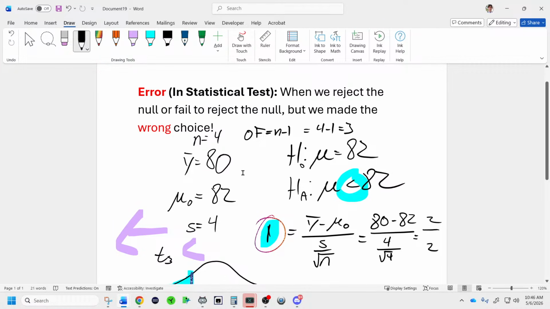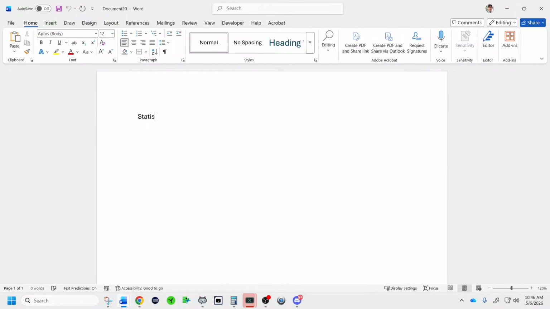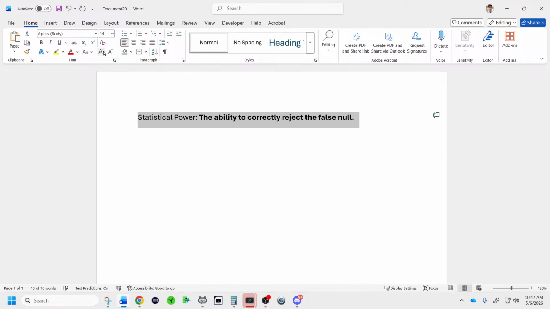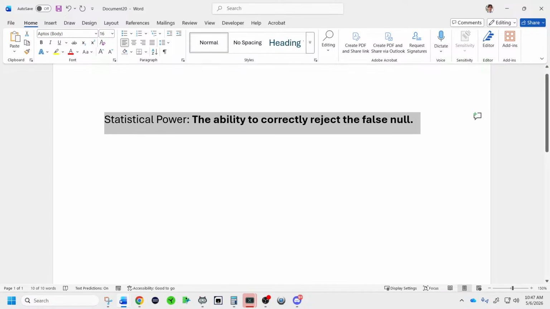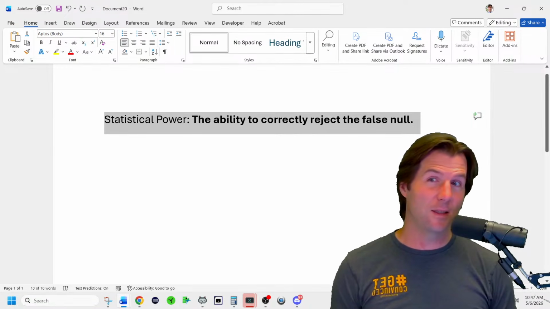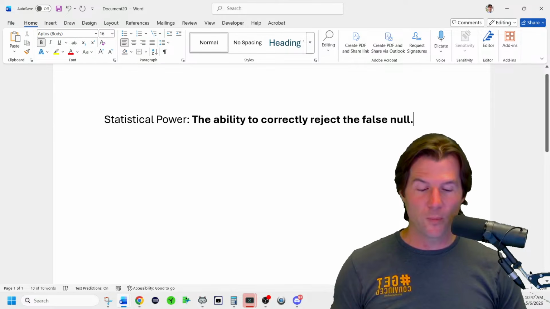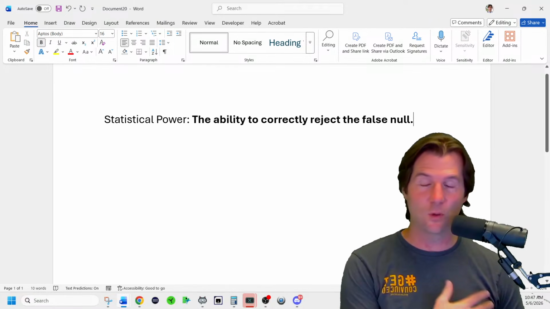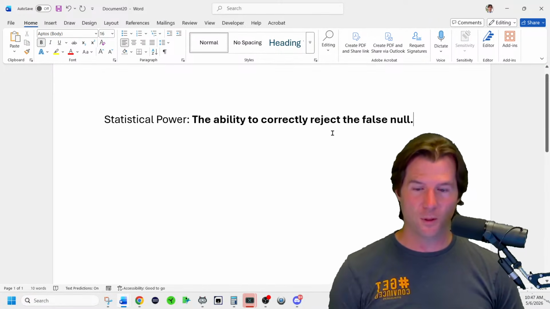And this leads into the idea of statistical power. So statistical power is going to be the ability to correctly reject the false null. So in other words, remember how in that last problem we were looking at, is there a difference between the previous score and the new score? Well, if the null is false, then the scores are actually lower. So your ability to detect that difference, to reject the null, is how powerful your test is.